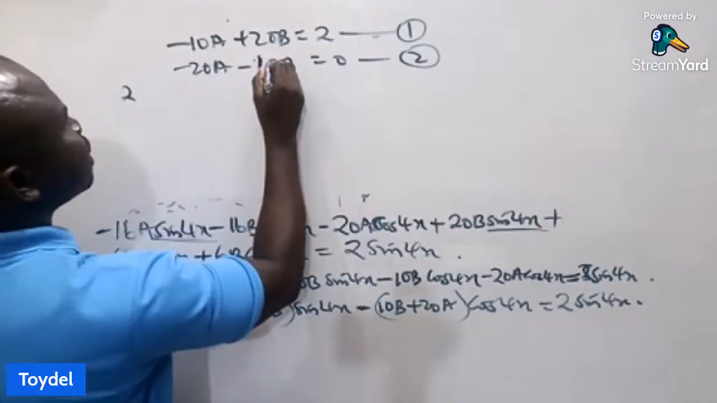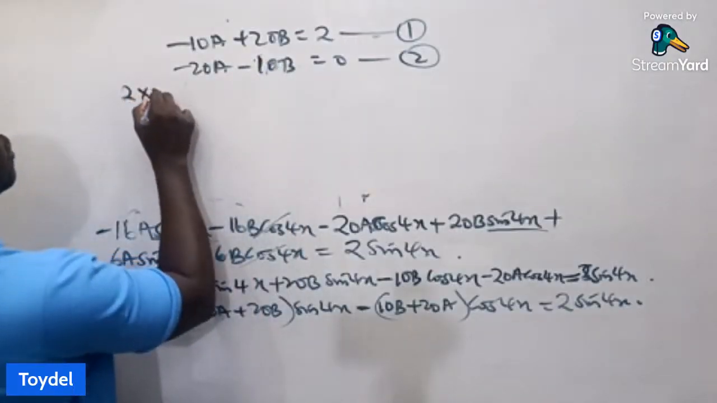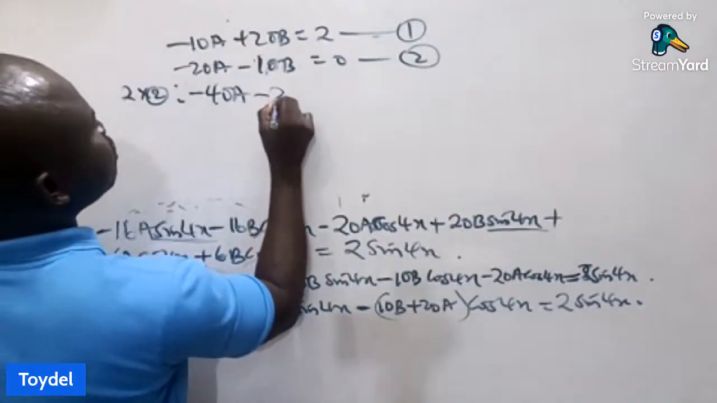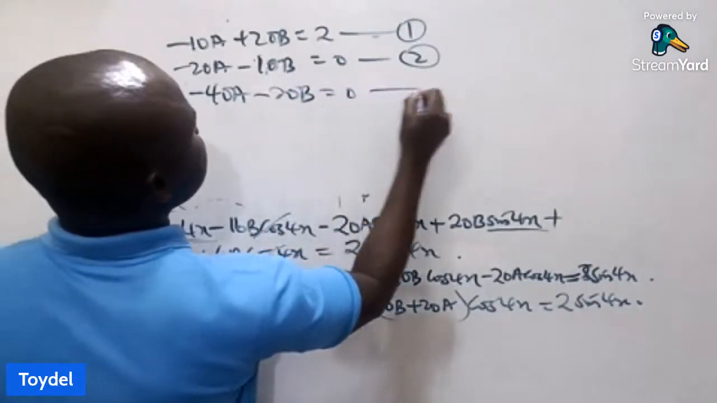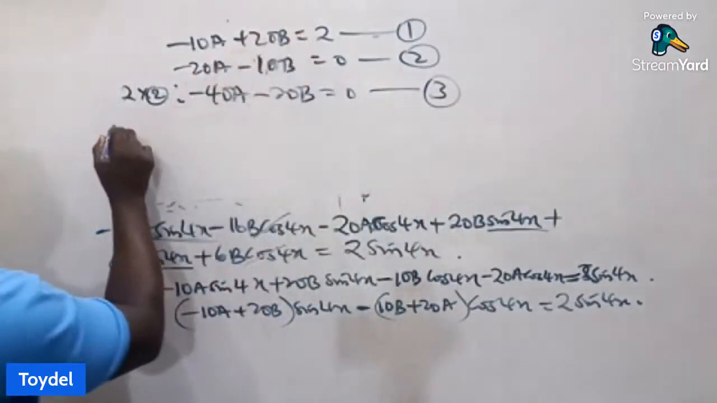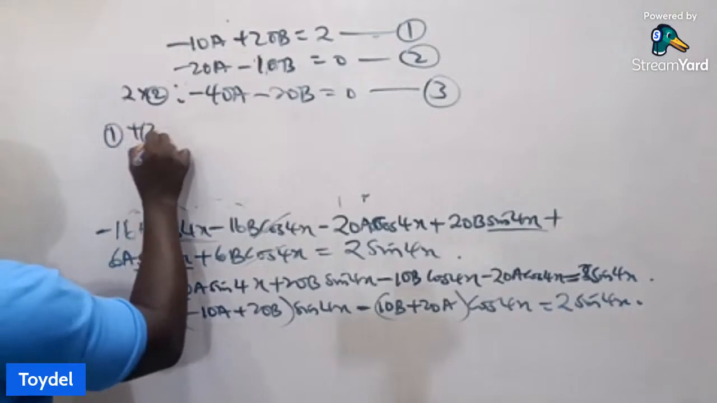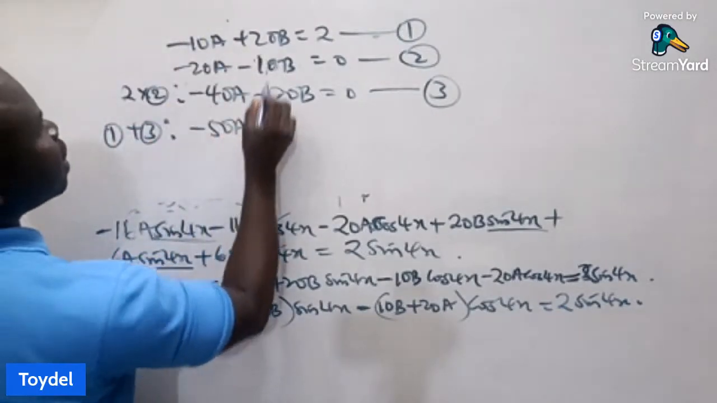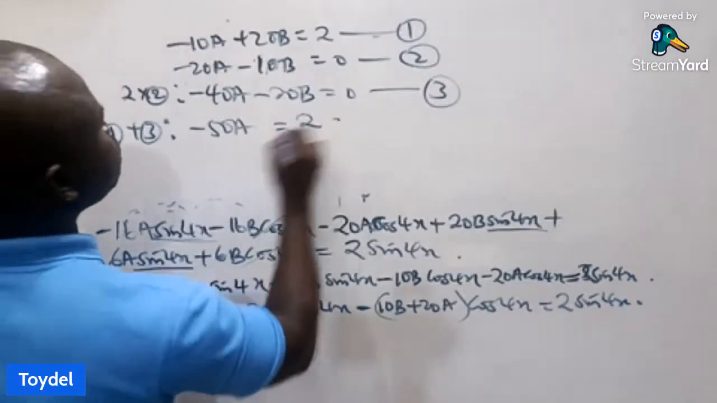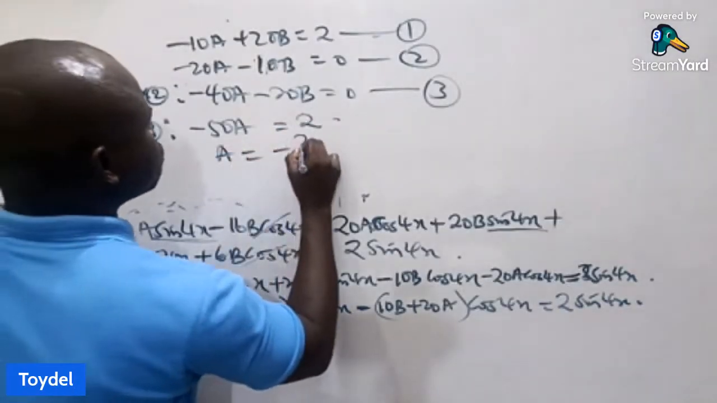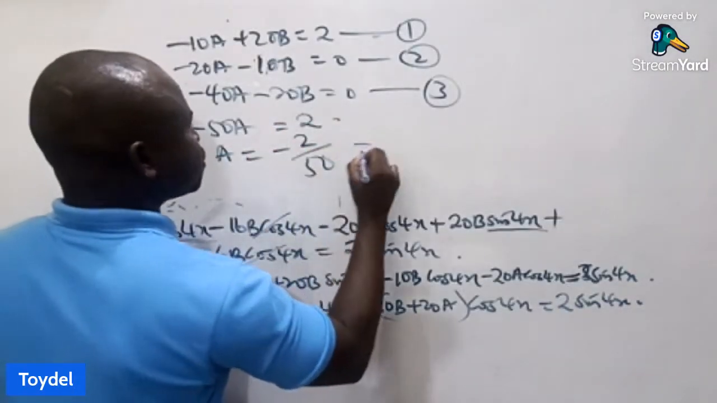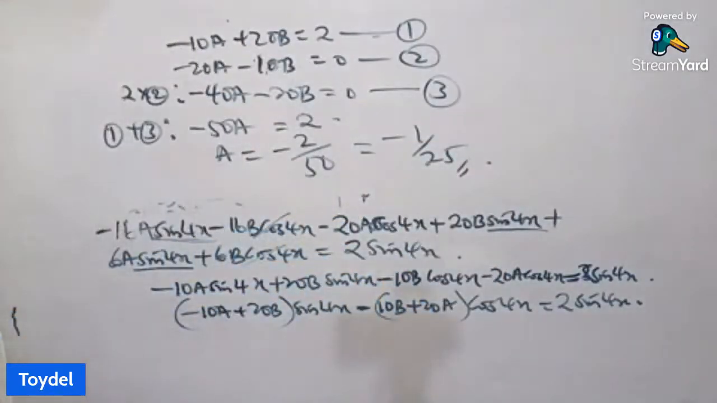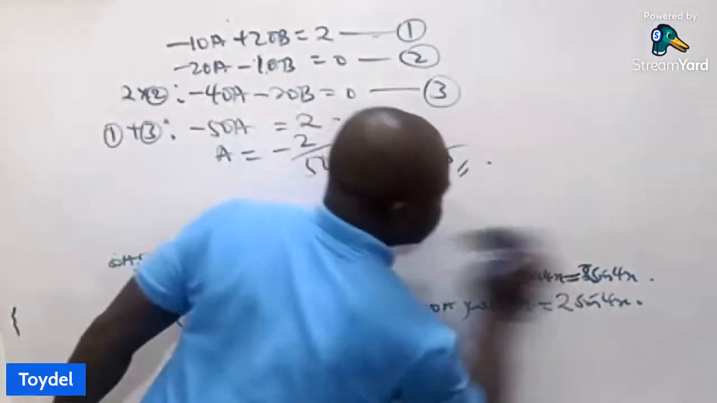So if I use 2 to multiply equation 2, I'm going to get minus 40a minus 20b equal to 0, equation 3. If I add equation 1 plus equation 3, I'm going to get minus 50a. This plus this is 0, then it's equal to 2. So a will be equal to minus 2 all over 50, which is equal to minus 1 all over 25. The value of a will be minus 1 all over 25.